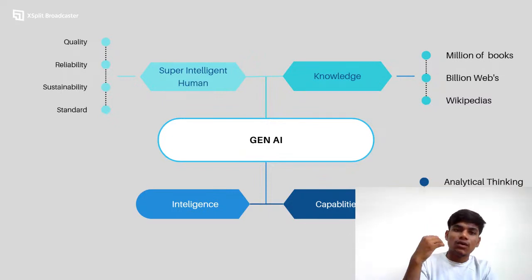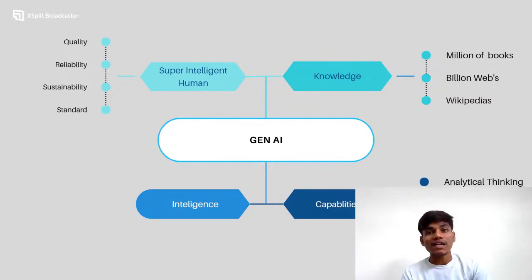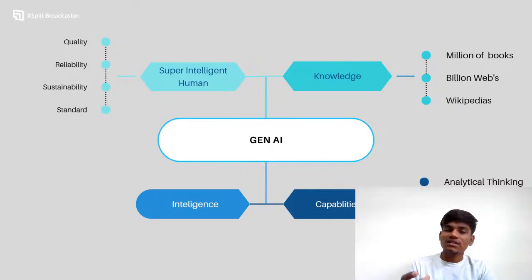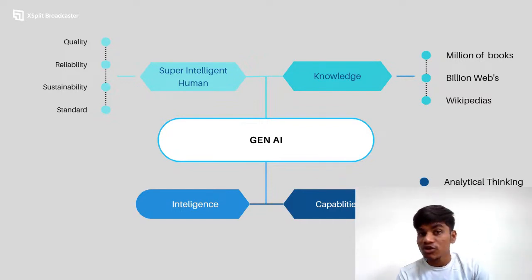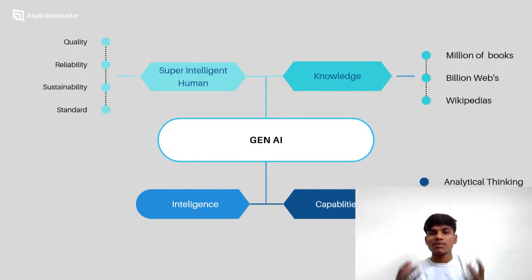Then we are going to discuss the capabilities. If it has analytical thinking, problem solving, and creativity, those capabilities are also included in generative AI. So it has intelligence also, and it is a super intelligent human, with a plethora of knowledge and a plethora of capabilities. Including all of this knowledge, super intelligent human capabilities, and intelligence, we call it generative AI.